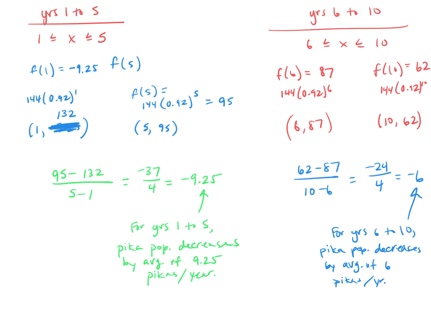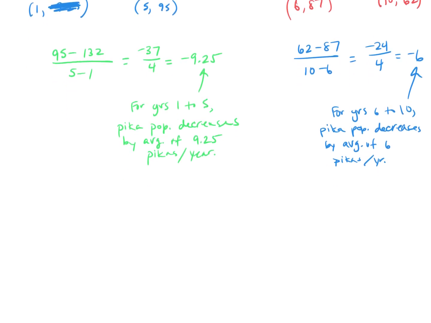All right, so the question was, how does the decrease in the pica population for years 1 to 5 compare to the population for years 6 to 10? So here that is in one sentence summed up. The average rate of change for the pica population, so that negative 9.25, that negative 6, it decreases as the years increase.